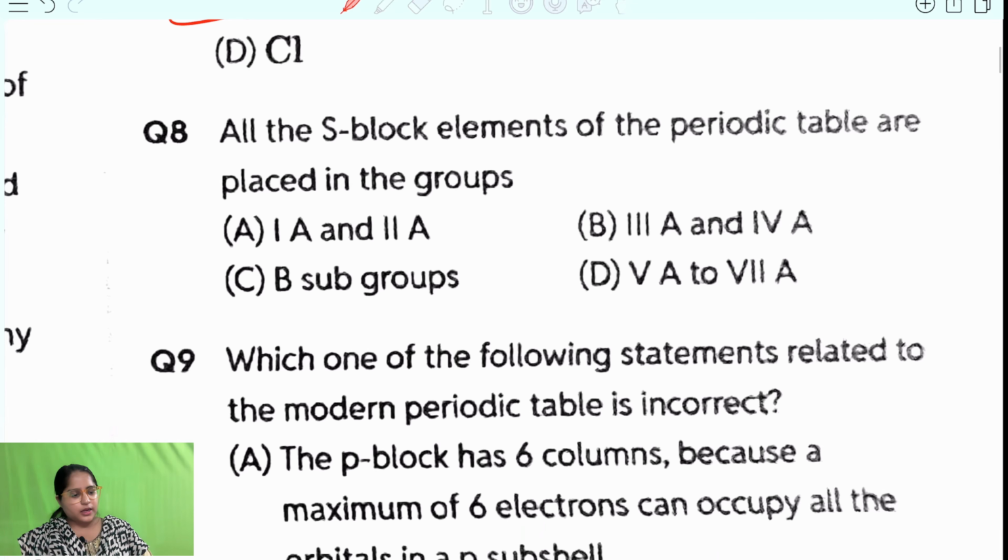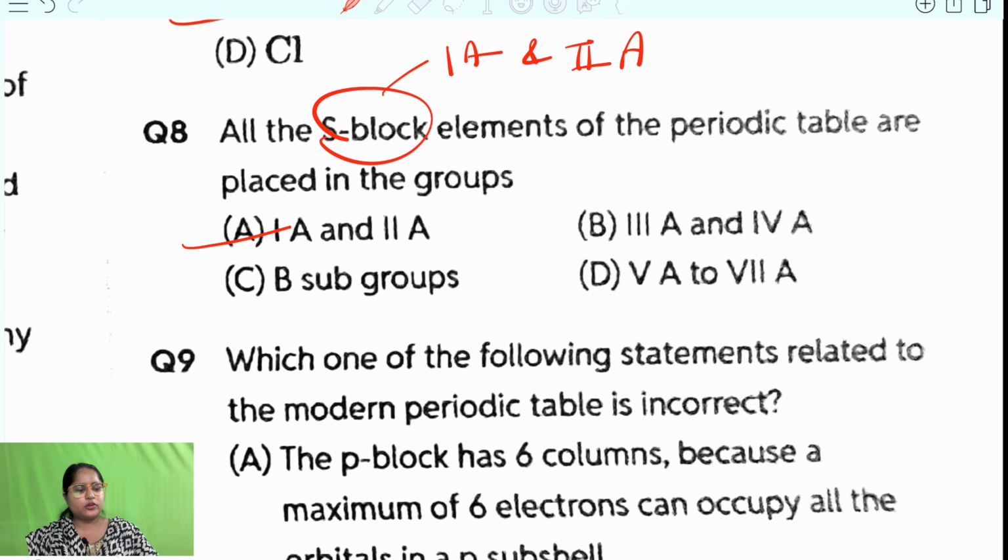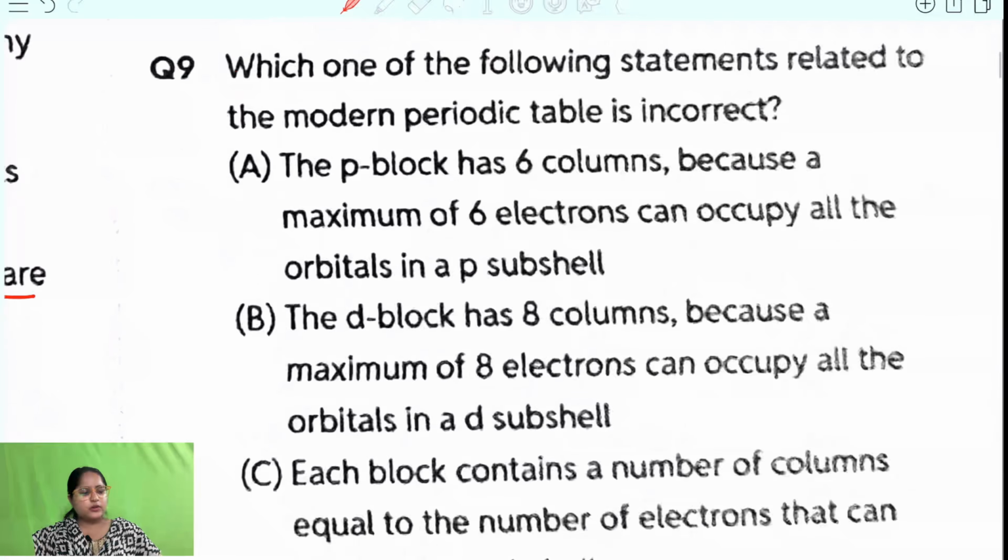Now question number 8. All the S block elements of the periodic table are placed in the first group and then the second group. So where are the first and second groups? Very easy question, DPP 1 now. So it will be easy, option A. Okay. Now let us see question number 9.